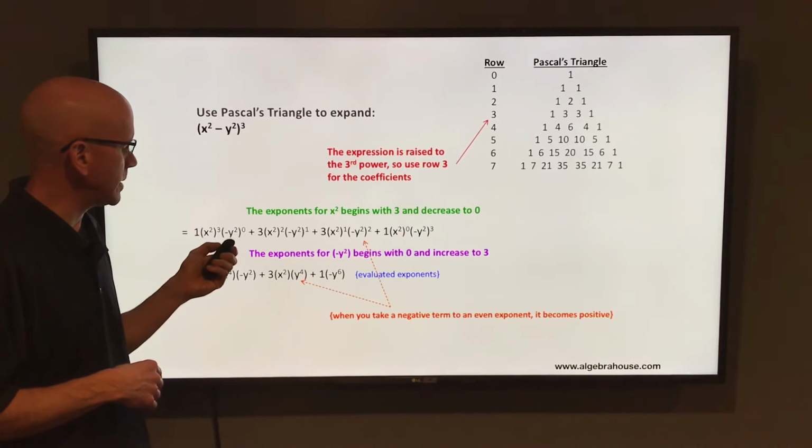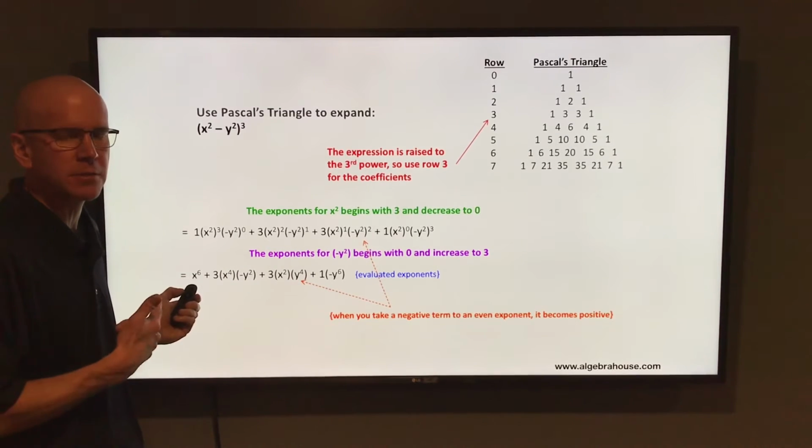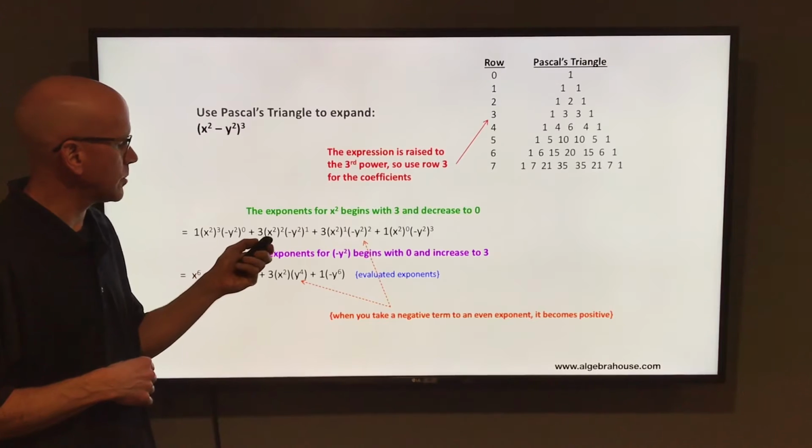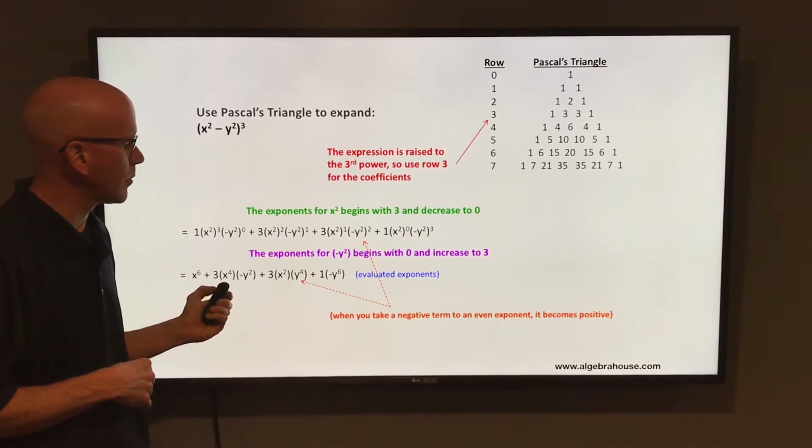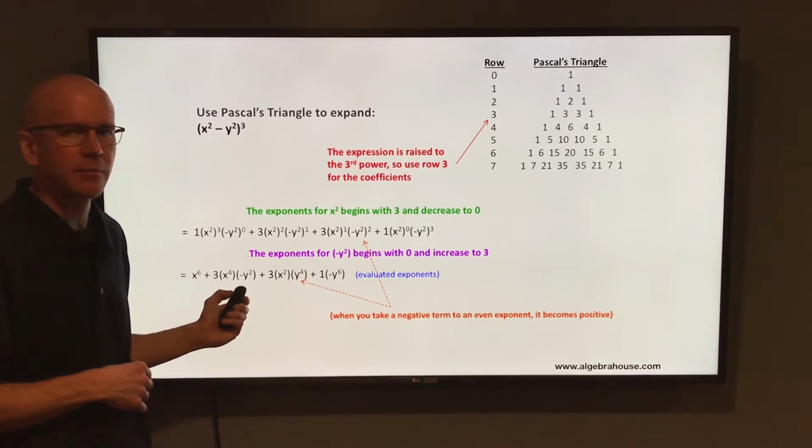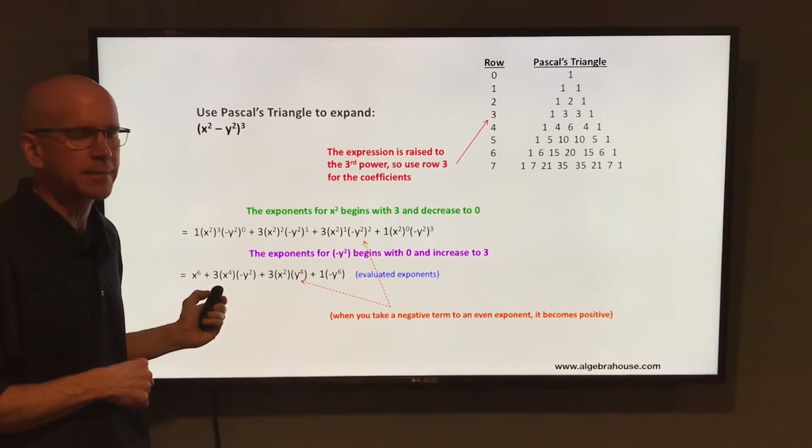Don't need the 1. We don't need negative y squared to the 0. That's just 1. So x to the 6th for the first term. Next term, x squared to the 2nd power would be x to the 4th. Negative y squared to the 1st, that would be negative y squared. Don't forget you have a 3 in front of that.